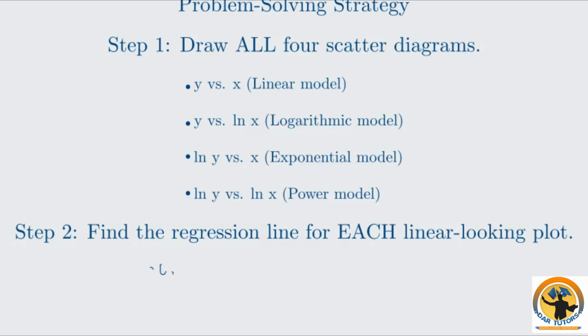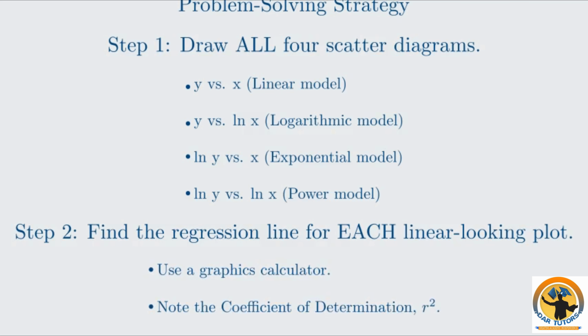Step 2. Find the regression line for any scatter diagram that appears linearly related. Modern graphics calculators can do this quickly. The calculator will provide the equation of the line in the form ax plus b and, very importantly, a coefficient of determination, r squared. The coefficient of determination, r squared, is a measure of how well the regression line fits the data. Its value is between 0 and 1, and a value closer to 1 indicates a stronger linear relationship.